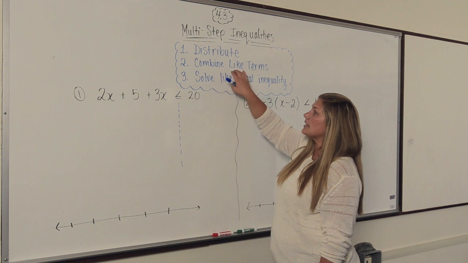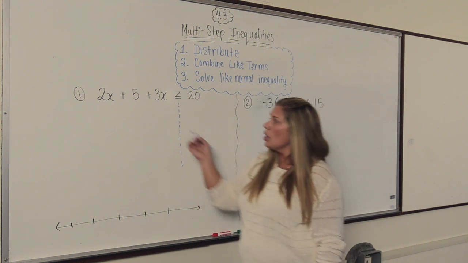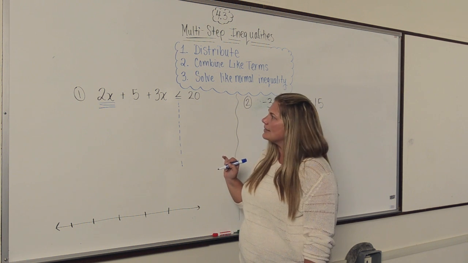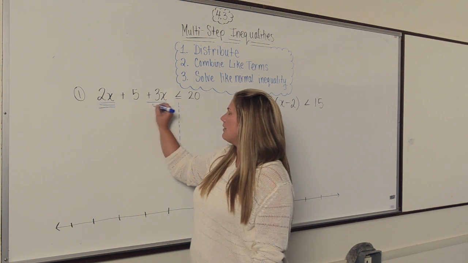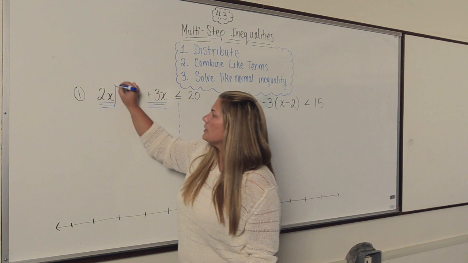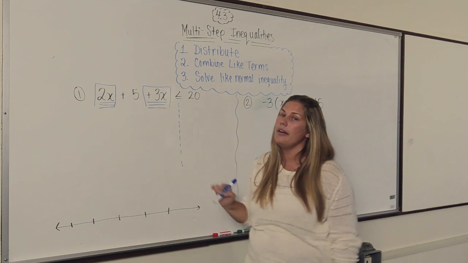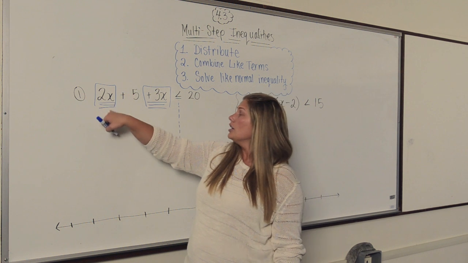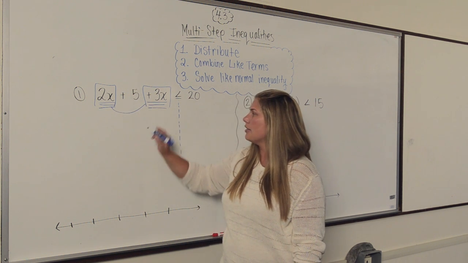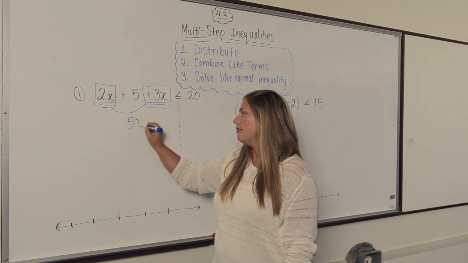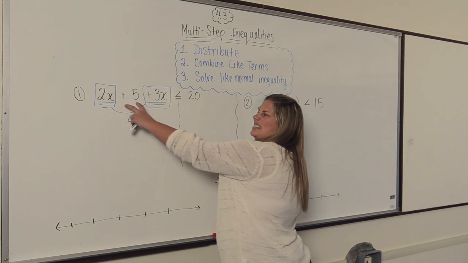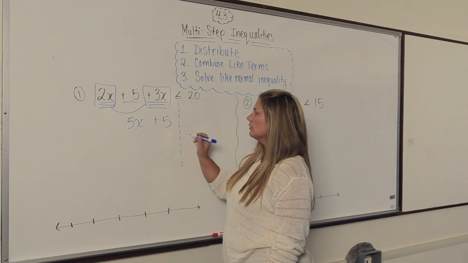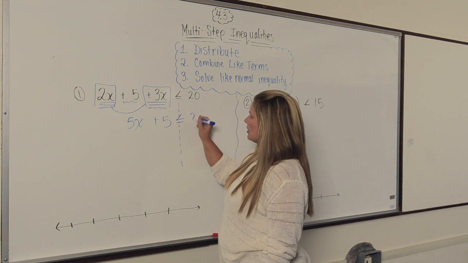So next step, we have to combine the like terms. Well, this 2 has an x. Does anything else have an x? This positive 3x. So remember, since they have the same variable part, they're considered like terms. They can go together. So the 2x plus the 3x becomes 5x. But then I still have that plus 5 that I need to bring down. And my less than or equal to 20.